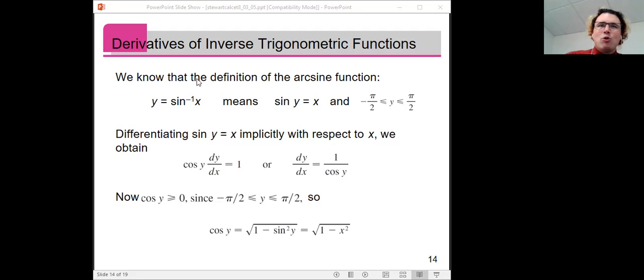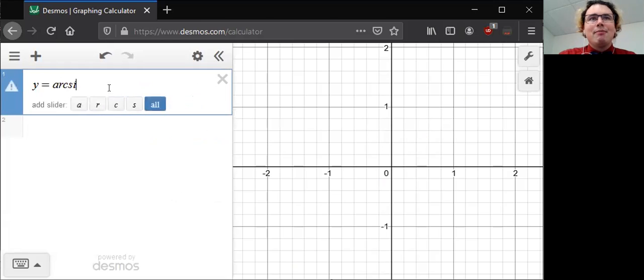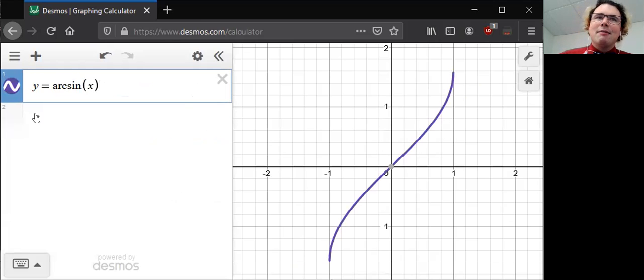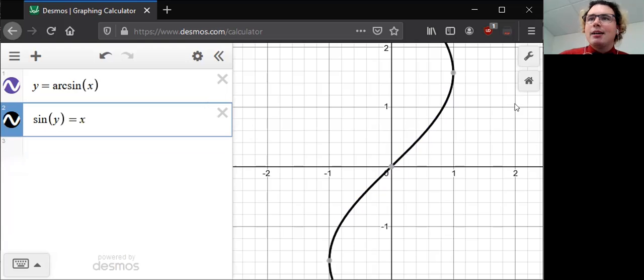Right? So this equation here, y equals sine inverse of x, and this equation here, sine of y equals x, with a condition on it, those give us the very same graphs. No, really, they do. Let's take a look at this. So let me return to Desmos. Here, we're going to graph y equals arcsine. There it is in a very lovely purple. Here, I'm going to graph sine of y equals x in black.